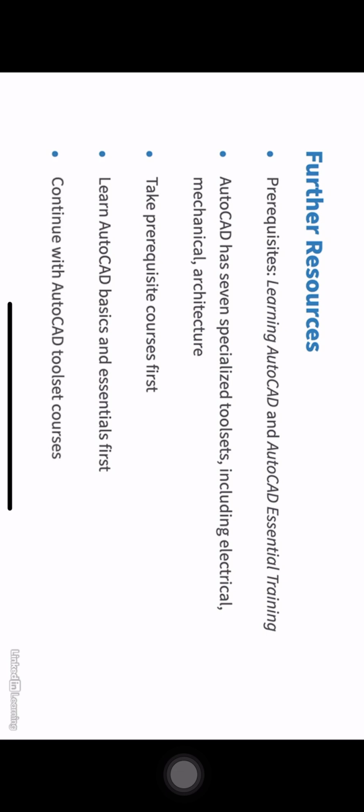It will save a lot of aggravation in the future. Don't jump into the AutoCAD Electrical toolset first because you won't have the base AutoCAD knowledge needed to understand it. Do the Learning AutoCAD and the AutoCAD Essential Training first and you'll find it much easier to jump into the toolsets. Learn the basics and essentials of AutoCAD first. Trust me, it will make your life a lot easier. Then go on to those AutoCAD toolset courses. Go and learn all about AutoCAD Electrical, AutoCAD Mechanical, AutoCAD Architecture, but make sure you've got your basics and essentials covered. That way you understand the methodologies of AutoCAD.